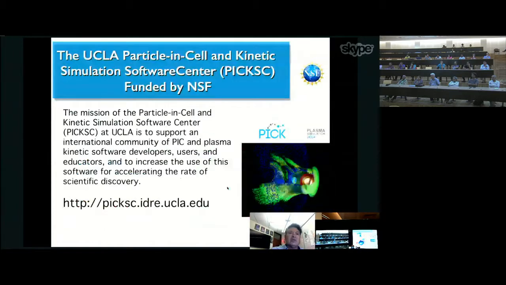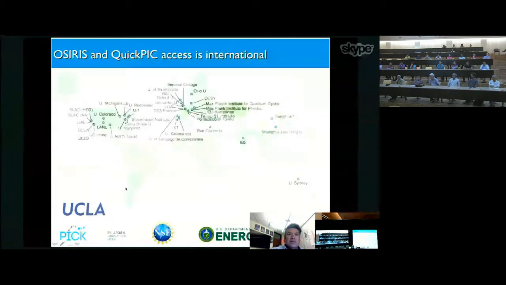All right, so let me wind up. We at UCLA have a particle-in-cell and kinetic simulation software center. It's funded by NSF. Some of our codes are available, they're open source. Others can be obtained through an MOU. If you're interested in learning about them and visiting UCLA, please let me know. The access is now international. You can see there are places using OSIRIS and QuickPIC all throughout the world. I'd be excited if we had more dots here in India.